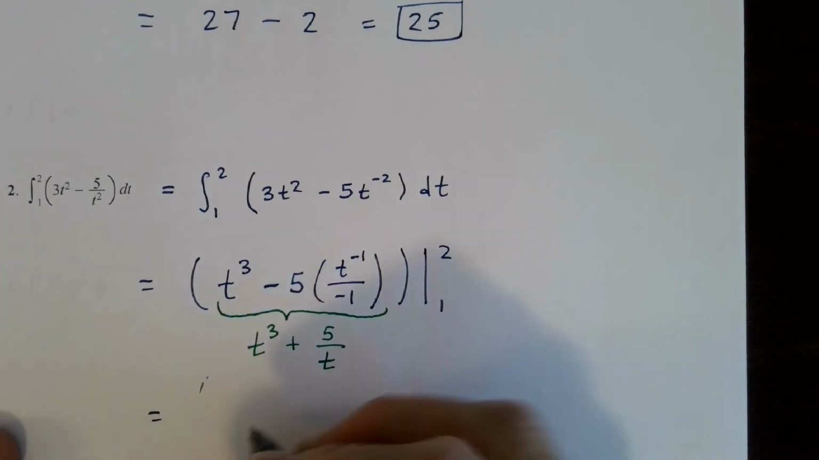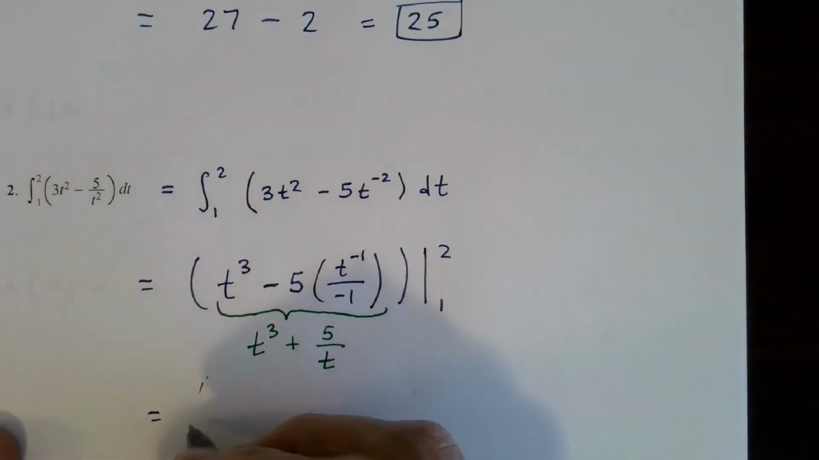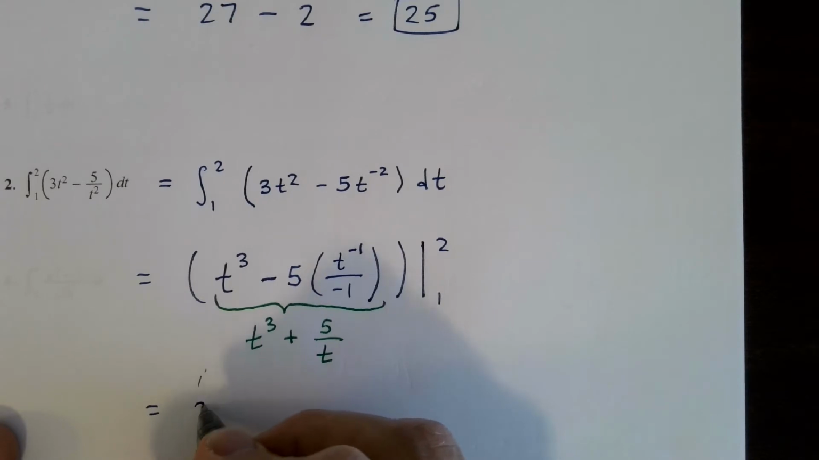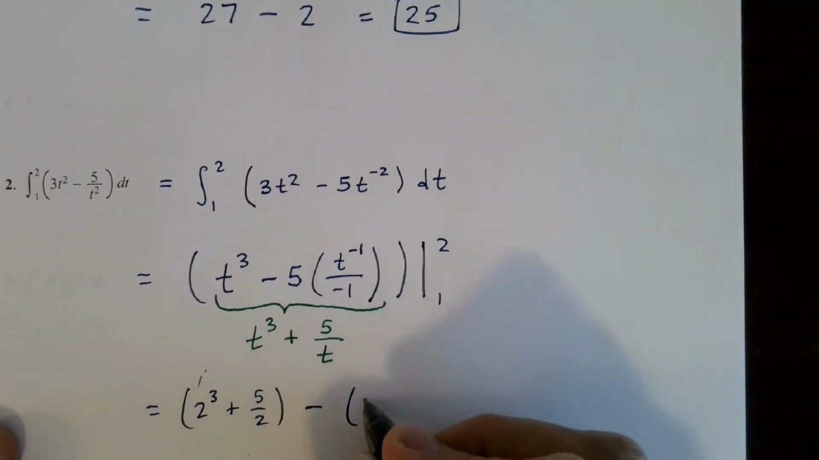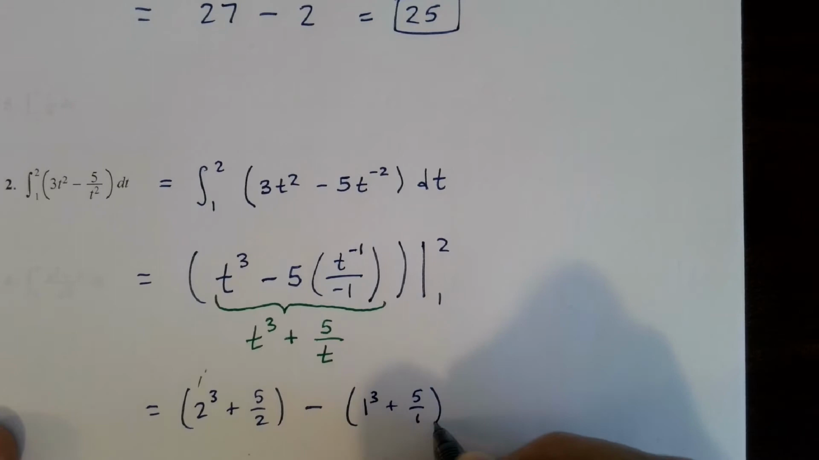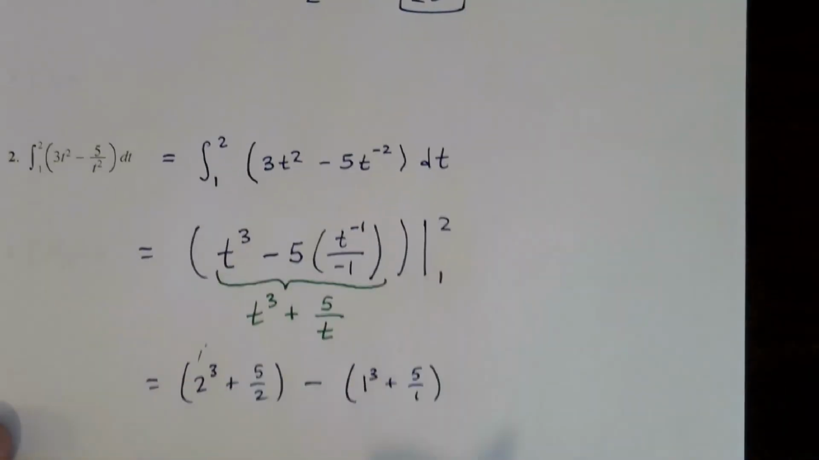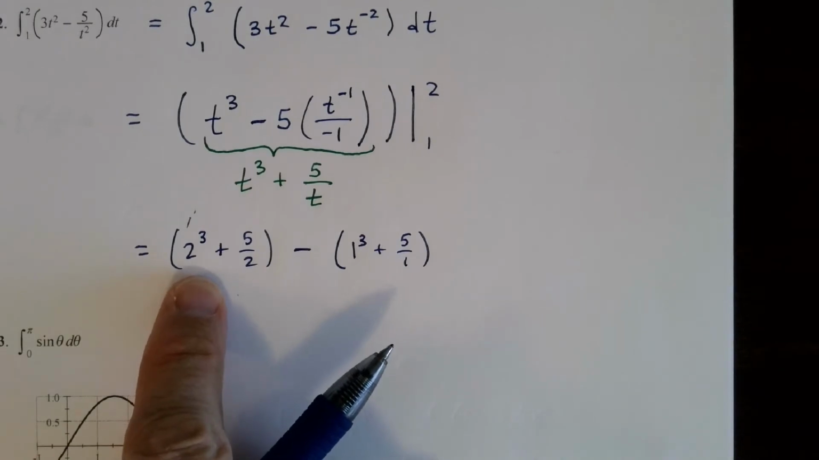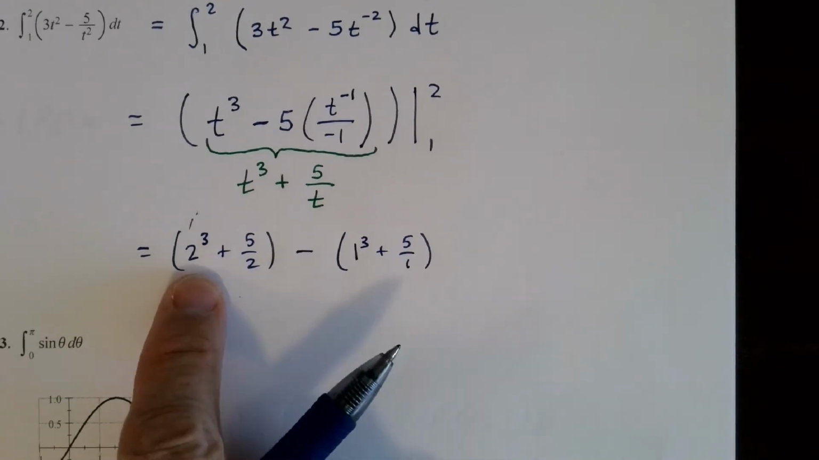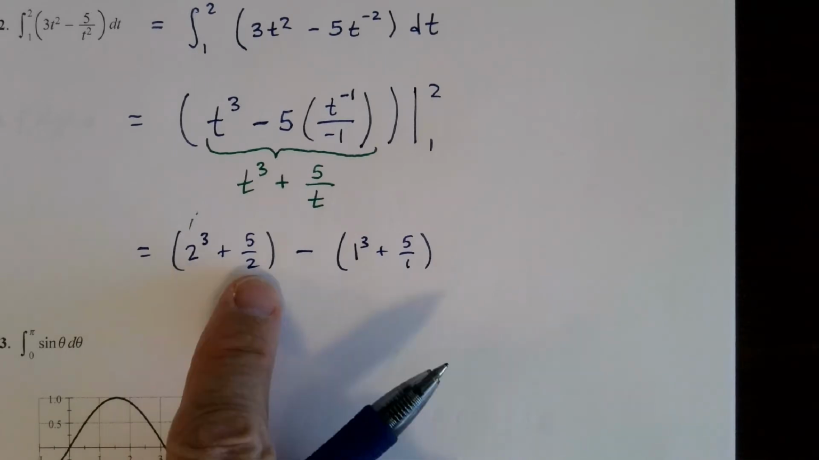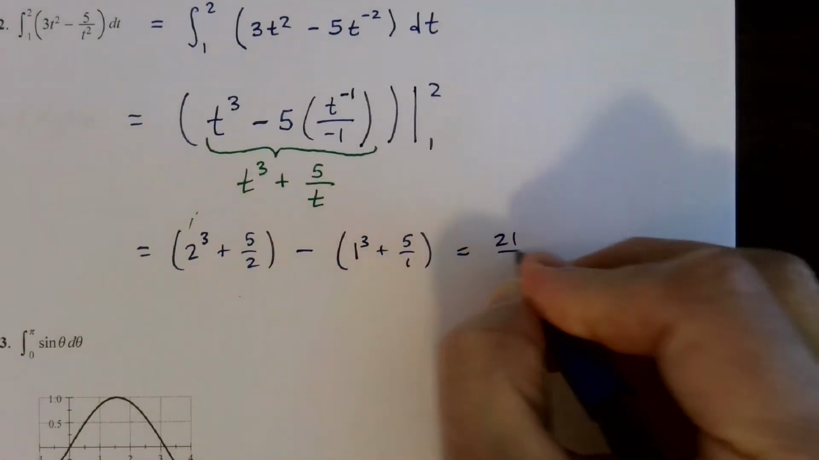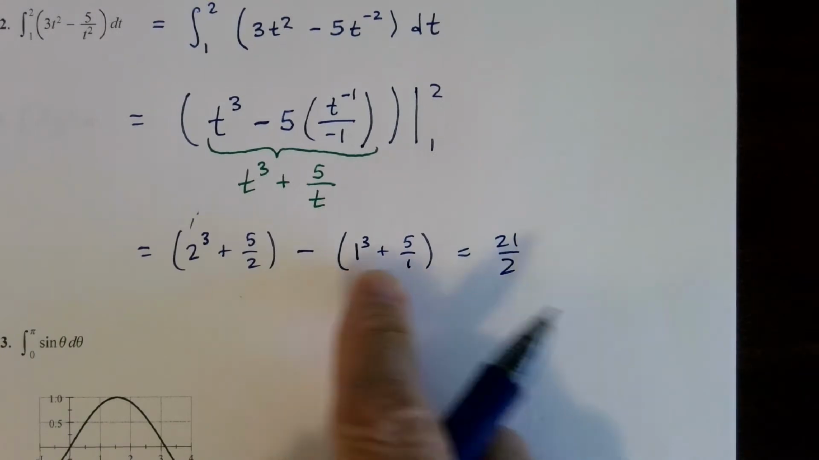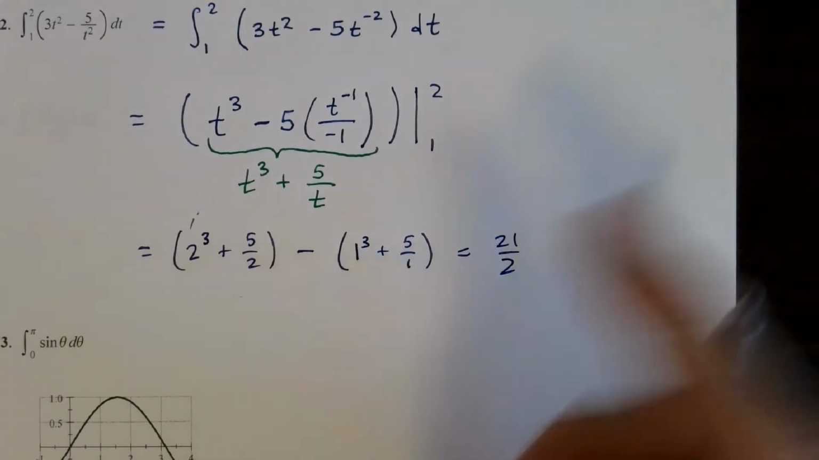Okay? And so we plug in t is 2. T is our independent variable here. T is 2 cubed plus 5 divided by 2, minus 1 cubed plus 5 divided by 1. So I evaluated 2, evaluated 1, and subtract in that order. This gives me 8 plus 5 halves. 8 is 16 halves plus 5 halves. That's 21 halves. 1 cubed is 1 plus 5 divided by 1, so that's 6 there.